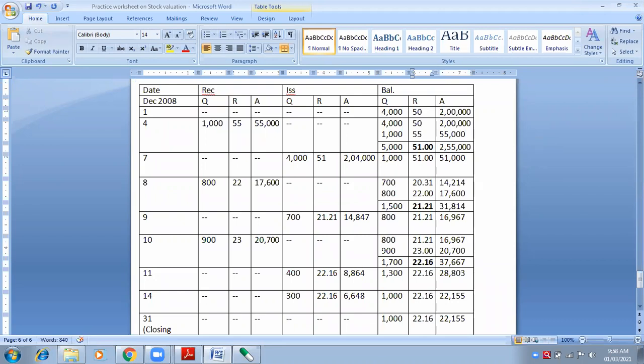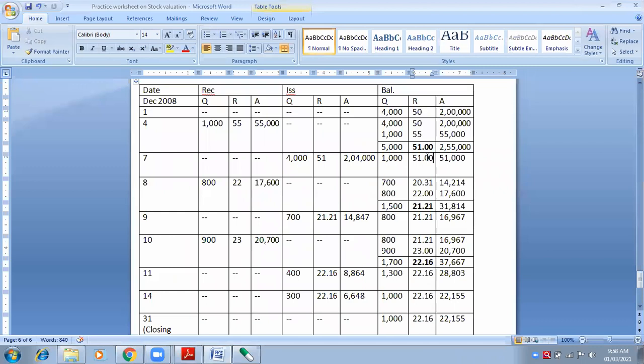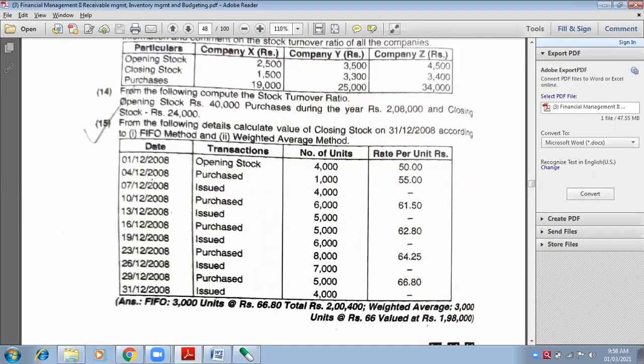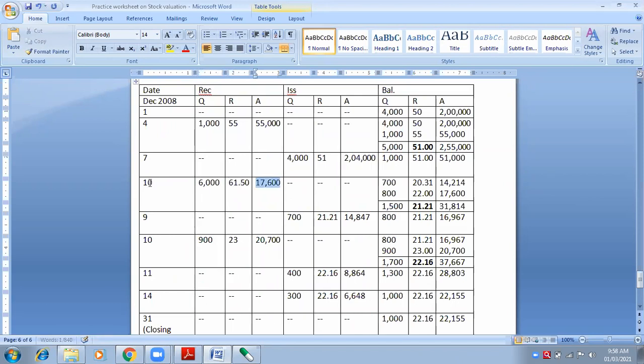Is it clear? Yes, ma'am. Okay. Now let us come to the next date quickly. 10th date. Purchased 6,000 units at the rate 61.50. So what will be our amount? 3,69,000.